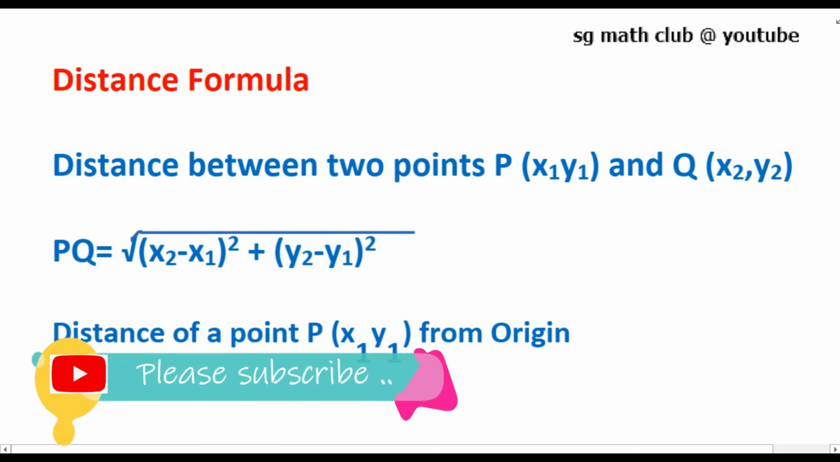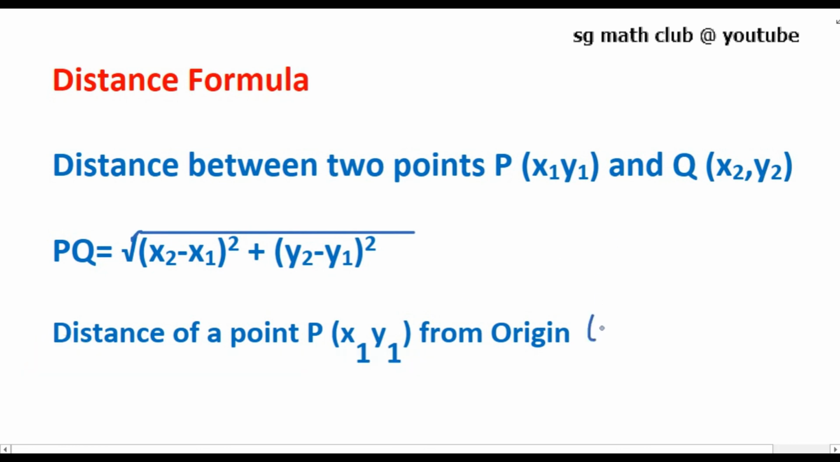And the distance of a point x1, y1 from the origin: we know the coordinates of the origin are 0, 0. So it is given by square root of x square plus y square, or since here I have taken x1, y1, it is square root of x1 square plus y1 square, because x2 will be 0 and y2 will be 0.